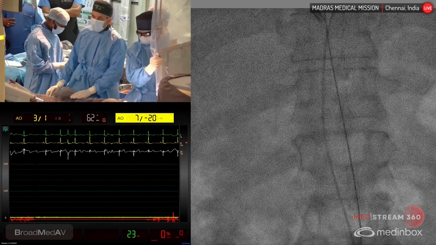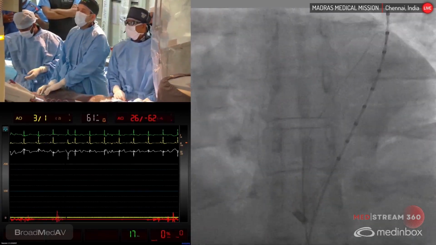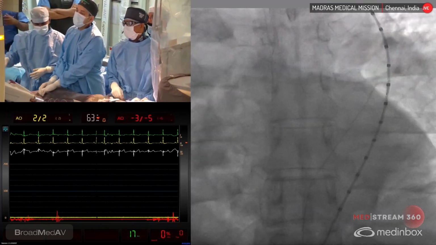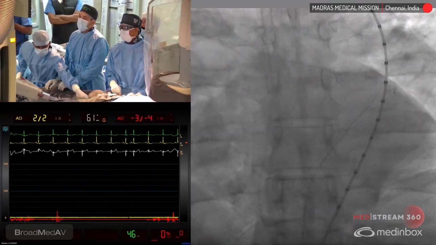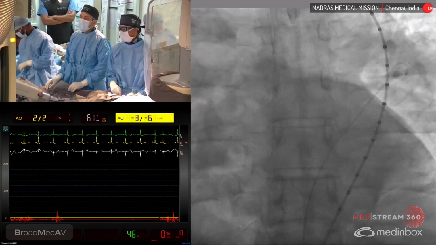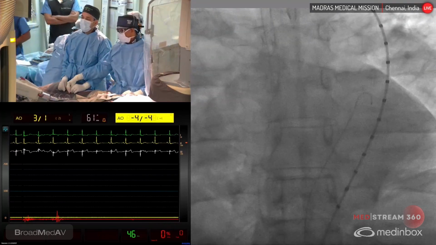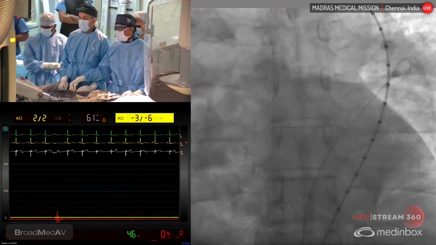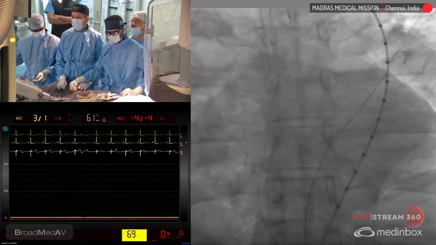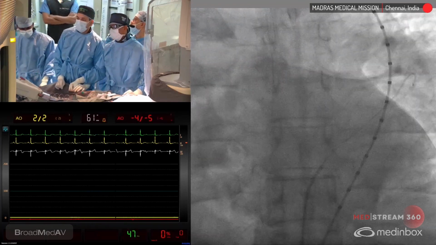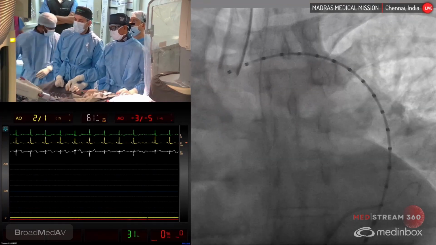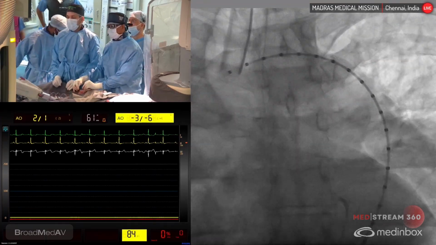So coming back to the wire choice, since we are going to deploy it in the descending thoracic aorta, most stiffer wires are not required. Maybe the Amplatz super stiff wire itself is enough to track the device. Suppose we want to deploy the device in the arch to begin with, to cross we require a better support. Hence during that time, a stiffer wire.